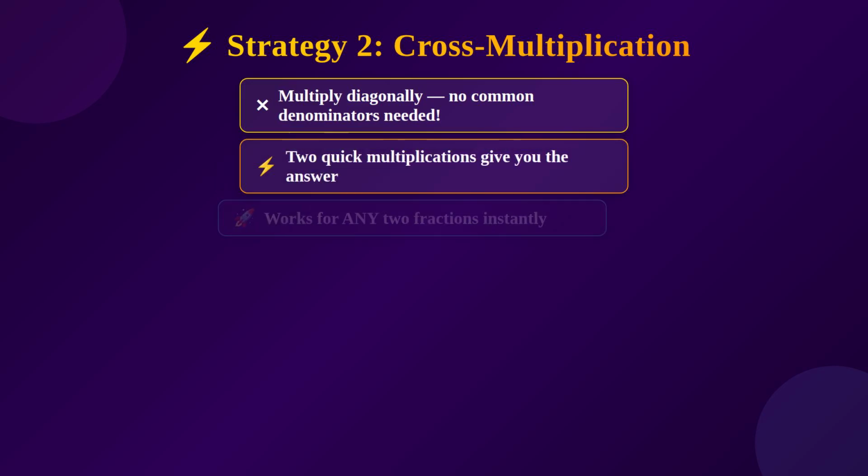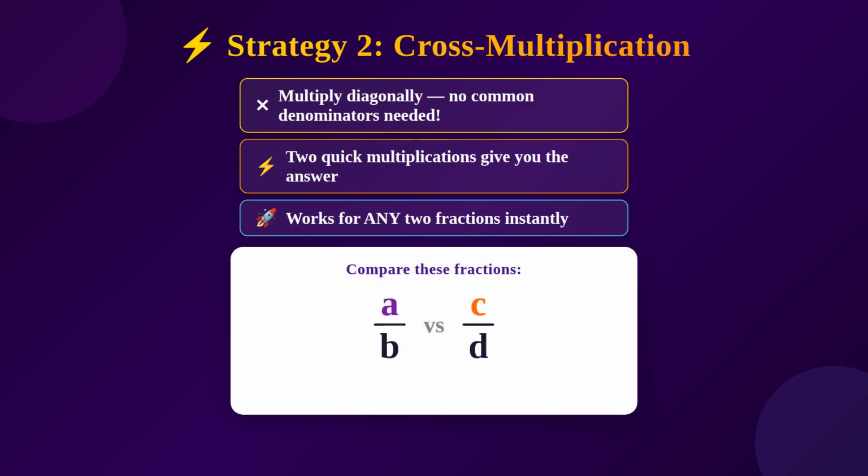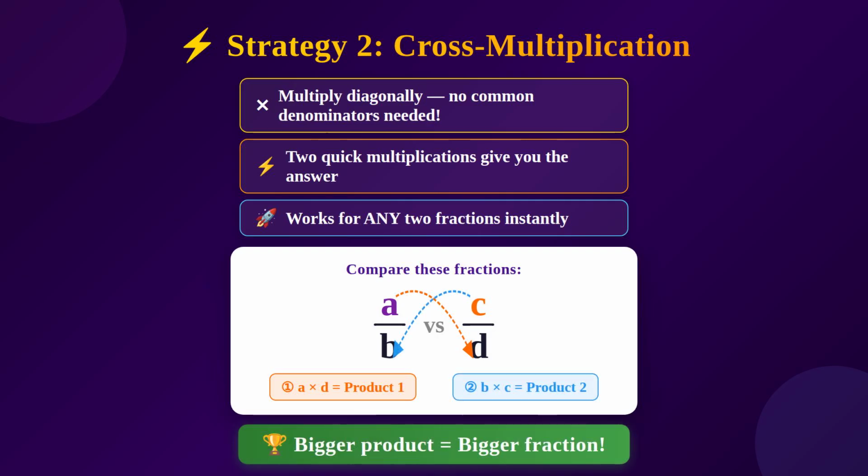Strategy 2, cross multiplication. And this one is so fast. Here's the secret. Multiply diagonally. Take the top of the first fraction and multiply it by the bottom of the second fraction. Then take the top of the second fraction and multiply it by the bottom of the first. Write those 2 products, and whichever is bigger tells you which fraction is bigger. That's it. No finding common denominators, no converting, just 2 quick multiplications.